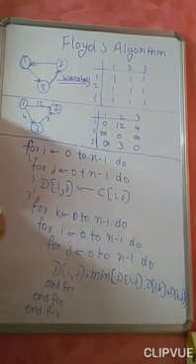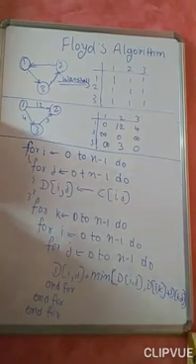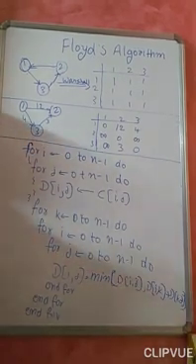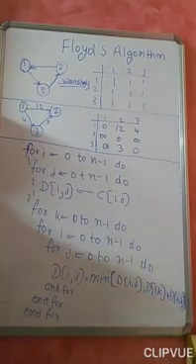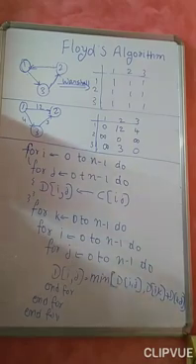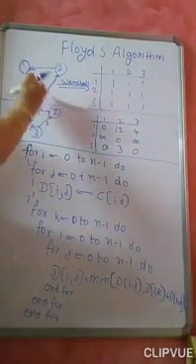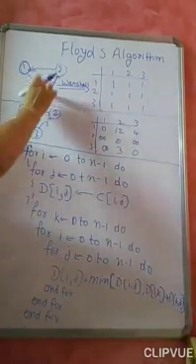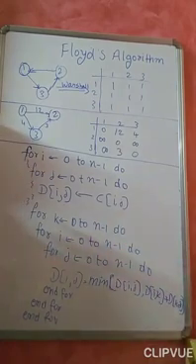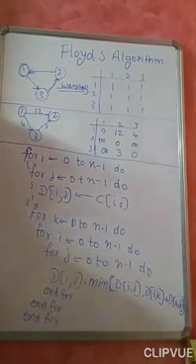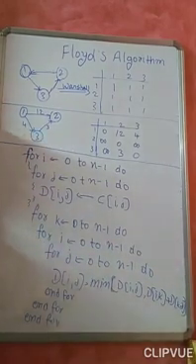But in Floyd's algorithm, we are not finding from the source to all other vertices. What we are finding in Floyd's algorithm is the shortest path between every pair of vertices. That is, between 1 to 2, what is the shortest path, 1 to 3, what is the shortest path, 3 to 2, what is the shortest path. Between every pair of vertices, we are finding the shortest path. So that is the difference between Dijkstra's and Floyd's algorithm.